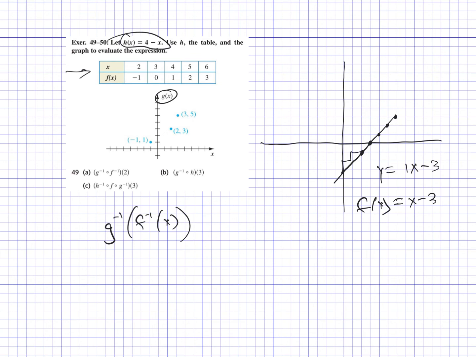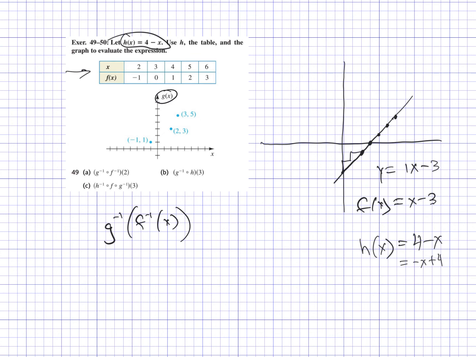Now, we don't know g of x, we just have those numbers, right? Okay, so let's look at the domain of f of x. The domain is going to be all real numbers. The range is going to be all real numbers. Okay, and it doesn't look like g of x is going to be that way. All right, so what about h of x? All right, h of x is 4 minus x. All right, so let's just plug these down here. H of x is 4 minus x. Okay, and that's actually -x plus 4.